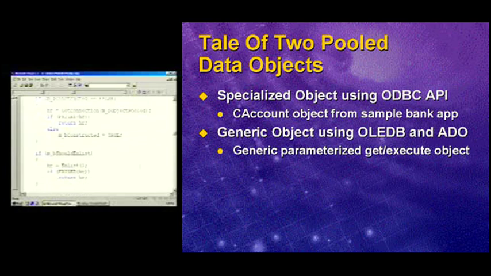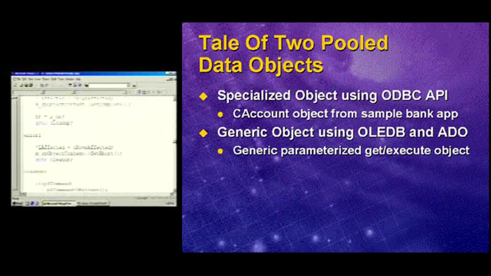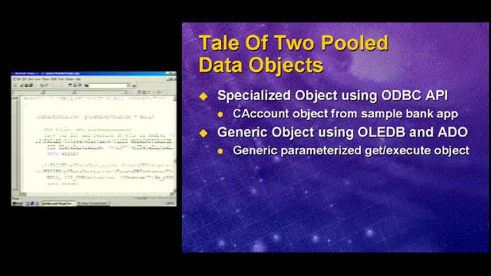Then I also figure out if it's constructed already. And if it's not constructed, then I go get the connection. So let's see how to get the connection in OLEDB. This is a little different. It's down at the bottom.